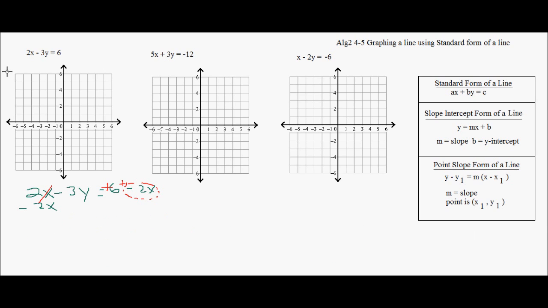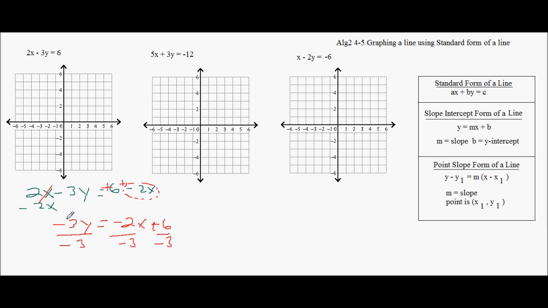What I'm saying is, when I have minus 3y equals minus 2x plus 6, when I divide by minus 3, I'm just dividing every term by minus 3. That's the point I'm making.